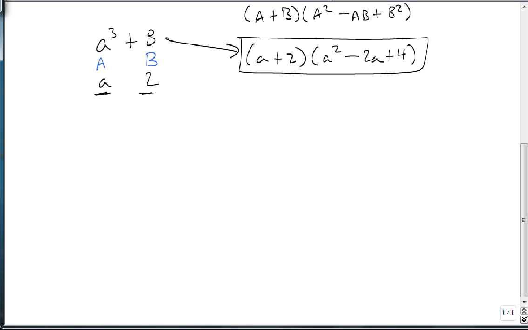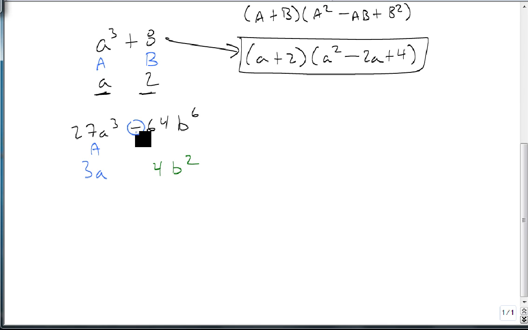Suppose that instead I have 27a³ − 64b⁶. Well, 27 is 3 times 3 is 9, times 3 is 27. So this gives me 3a as my a. And 64 is 4 times 4 is 16, times 4 is 64, so I get 4b. And in order to get something cubed to give b⁶, I need to divide the exponent 6 by 3, and that gives me 2. So I have 3a and 4b².